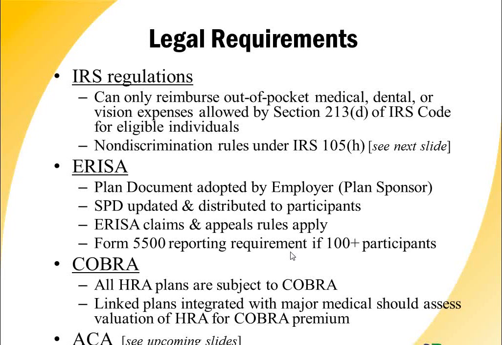Also, an HRA needs to have an SPD, a summary plan description, which is updated with the current HRA plan description and distributed to participants. One question we often get is whether the SPD can be distributed electronically to participants, and that is permitted in some cases. The SPD can be distributed electronically to participants who have access to computers while at work. ERISA claims and appeals rules also apply to HRAs, as well as Form 5500 reporting requirements if the plan has over 100 participants.